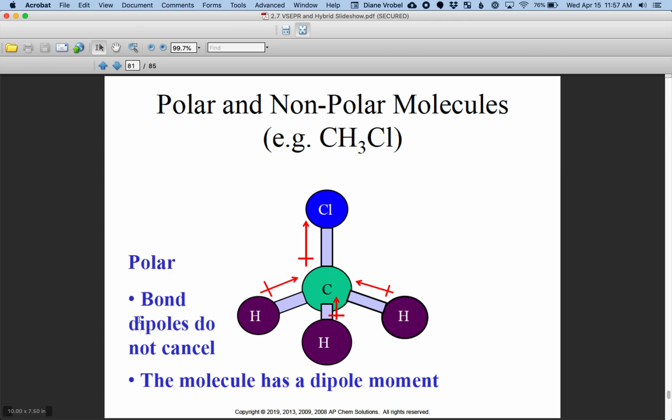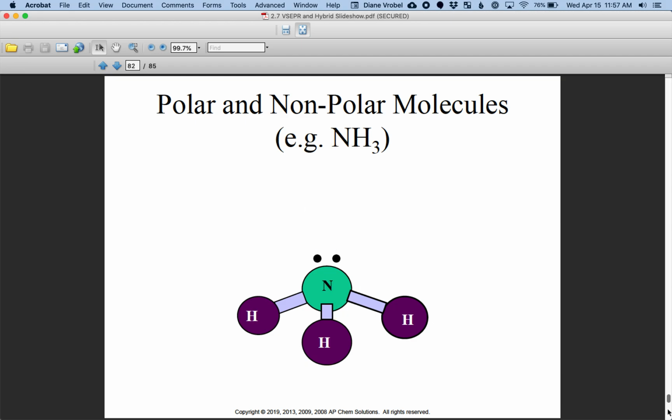Now, the dipoles do not cancel. And the reason why is there is asymmetry. So you could argue it's symmetrical on the bottom, but you could definitely argue that there's no symmetry at the top. Now, this person has argued that all these arrows are pointing in the same direction. I would argue that definitely the molecule has a dipole because of the presence of chlorine.